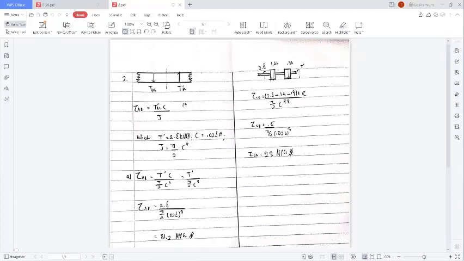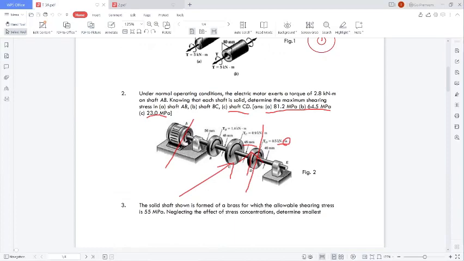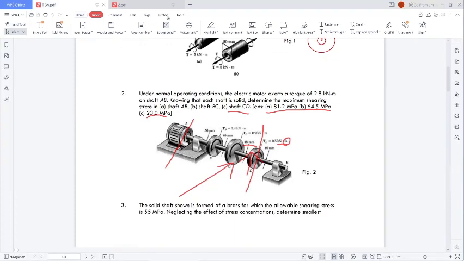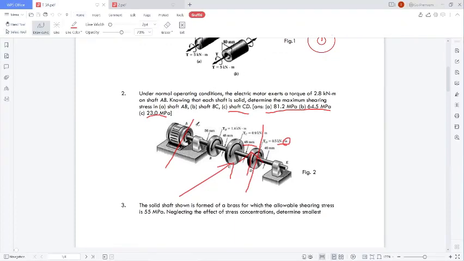Now, first thing first, if I attempt to answer this question, we need first to draw the FBD. I'm assuming that this motor will be rotating in the direction of, if you take a look in this point of view, the torque will exert downward direction produced by the motor.